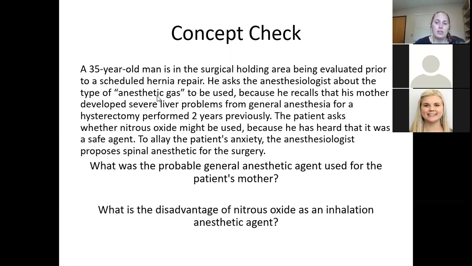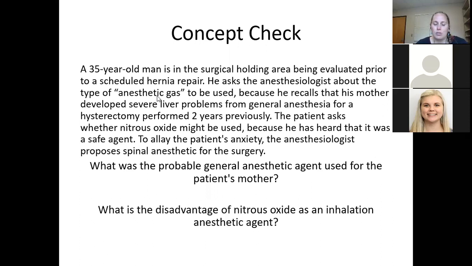He asked the anesthesiologist about the type of anesthetic gas to be used because he recalls that his mother developed severe liver problems from a general anesthesia for a hysterectomy performed 2 years prior. The patient asks whether nitrous oxide might be used because he has heard it is a safe agent. To allay the patient's anxiety, the anesthesiologist proposes spinal anesthetic for the surgery.